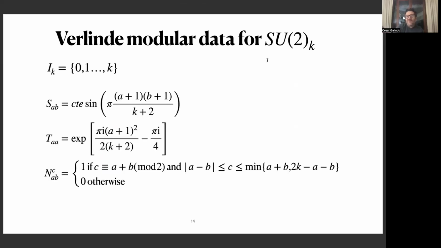And in particular, again, for the case of SU2 level K, this is one of the very few cases where we can have closed formulas for the S matrix, the T matrix, and of course the fusion rules. It's possible to have them for even more, but in general, these kinds of formulas could be complicated to have, let's say, in closed form.